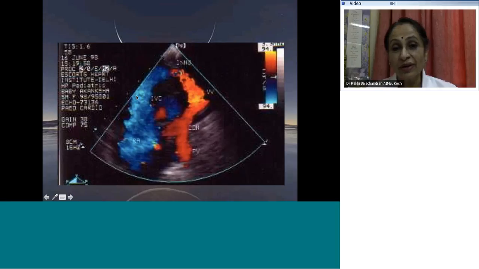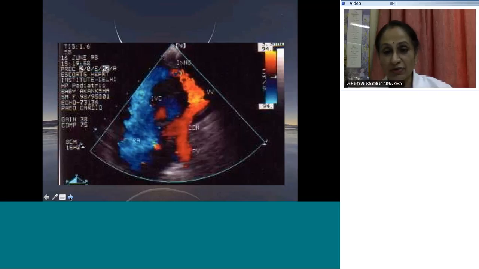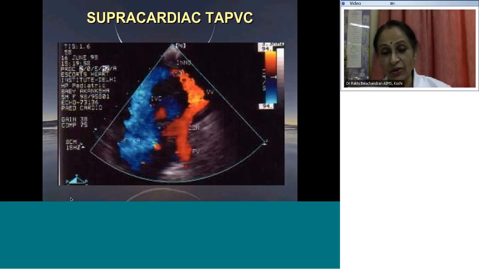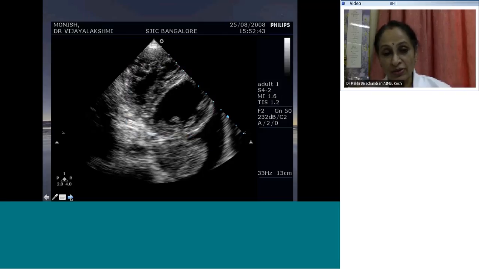And you can see that because the flow is in different directions, this is red and that is blue. Okay, so this is a classical figure of 8. Where do you see this? Supracardiac TAPVC. That's right, so you get full marks here. This is a supracardiac TAPVC.